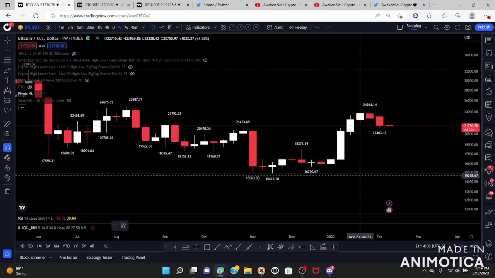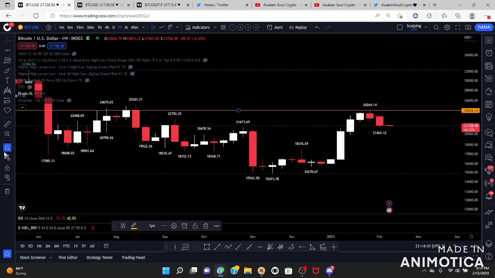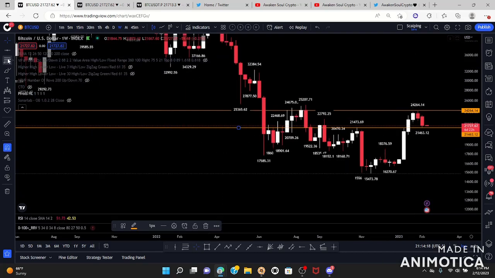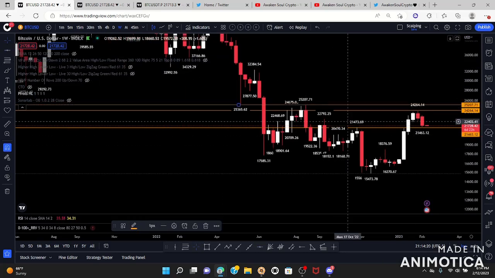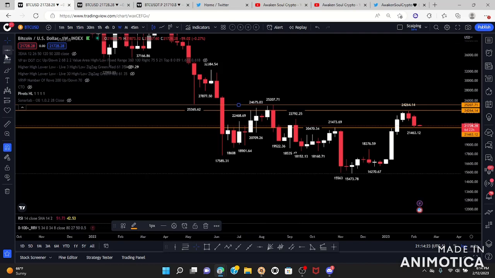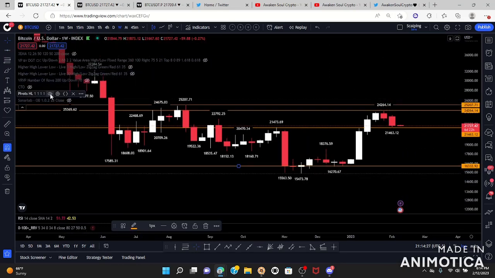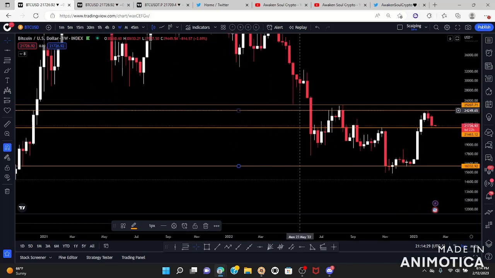Within our weekly, we're going to set our resistance, and I do have the magnet on. We're going to set our support here, and it's pretty close to price action. I'm also going to use this previous high as resistance and this low for support. Let me turn off my pivot highs and lows.